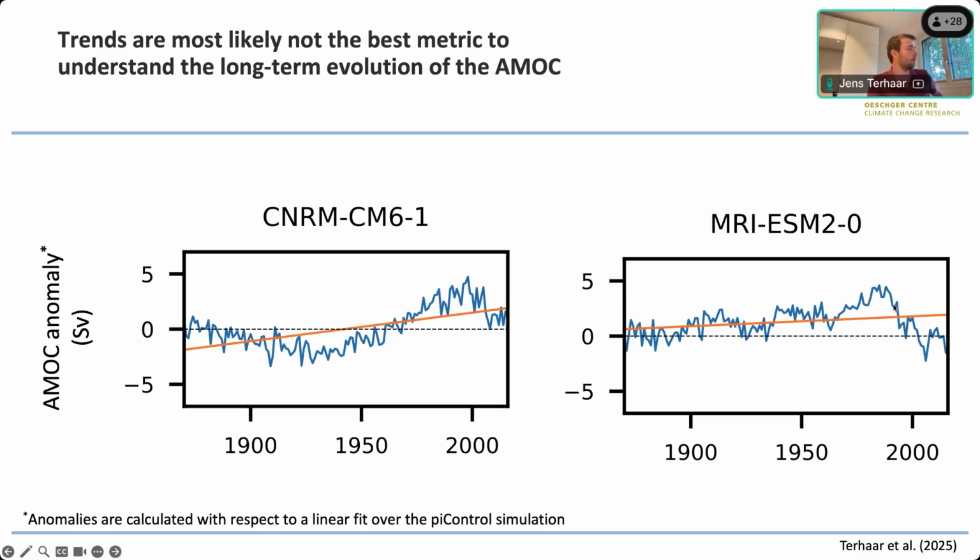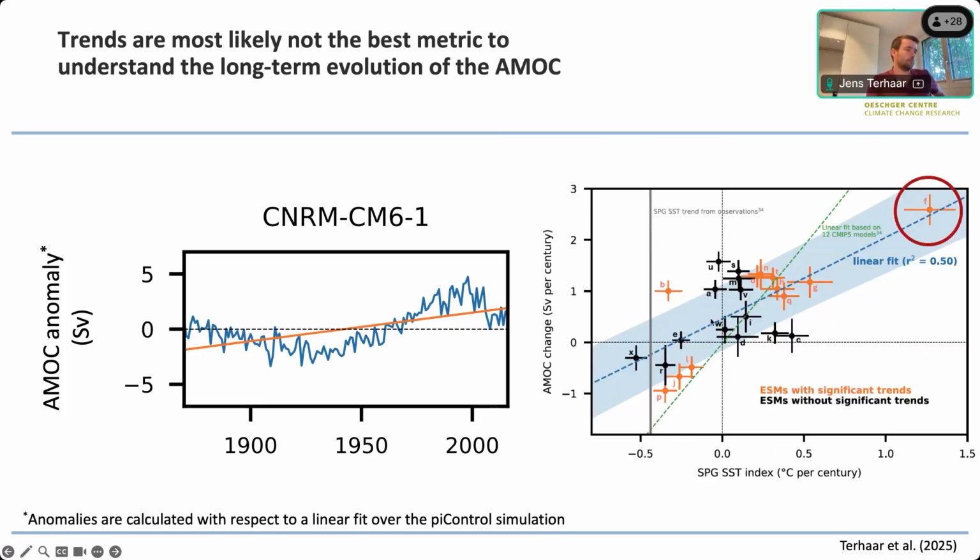And just to see how extreme this gets, if you use this model, it's the one here at the top with the strongest increase in the AMOC and the strongest SST changes. It looks as if the AMOC has increased, but it didn't really do that.